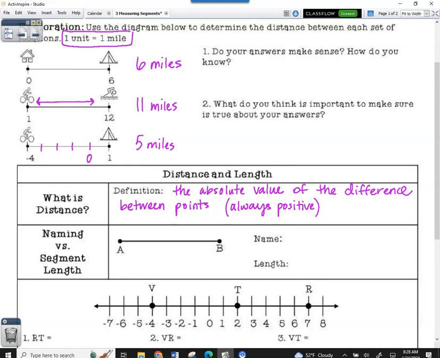What'd you get for one name? AB. And what's the other? Yep. There's only two options there.